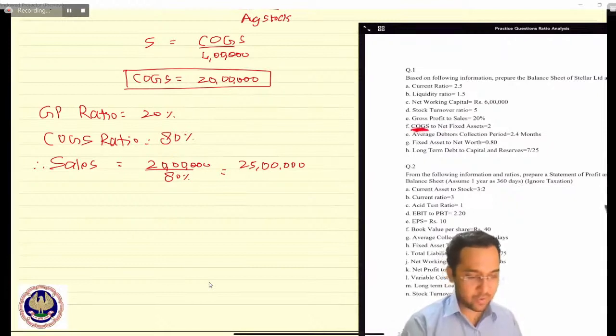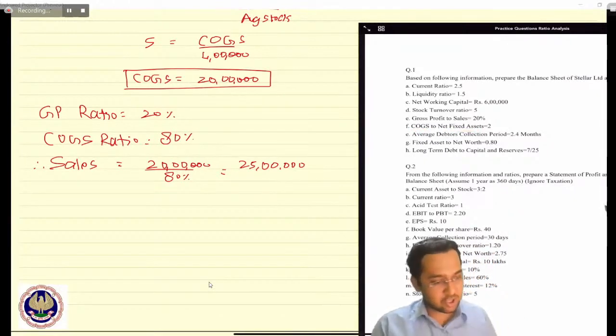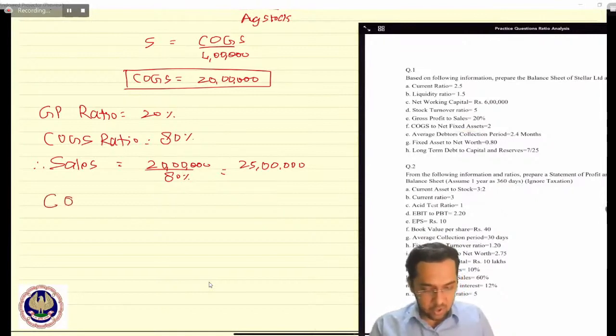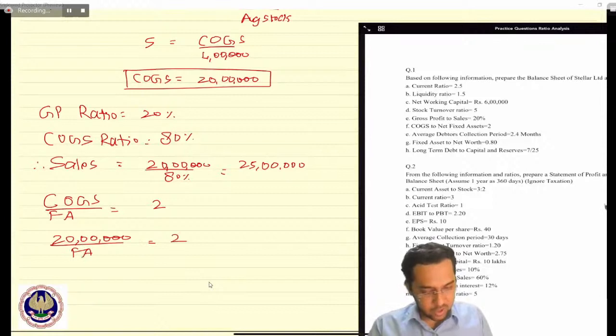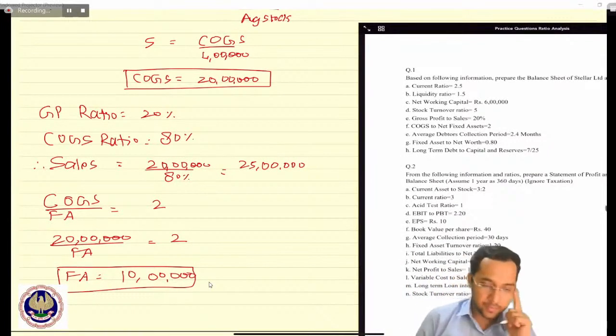Now COGS is going to help us understand how much our net fixed assets are. COGS to net fixed assets is given as COGS upon fixed asset of 2. So COGS is 20 lakh divided by fixed asset, which we don't know. So ideally fixed asset should be 10 lakh. Okay, we got another balance sheet figure, fixed asset.